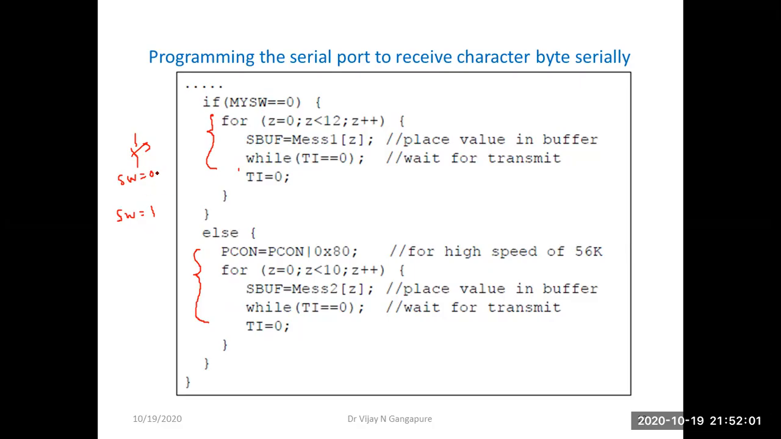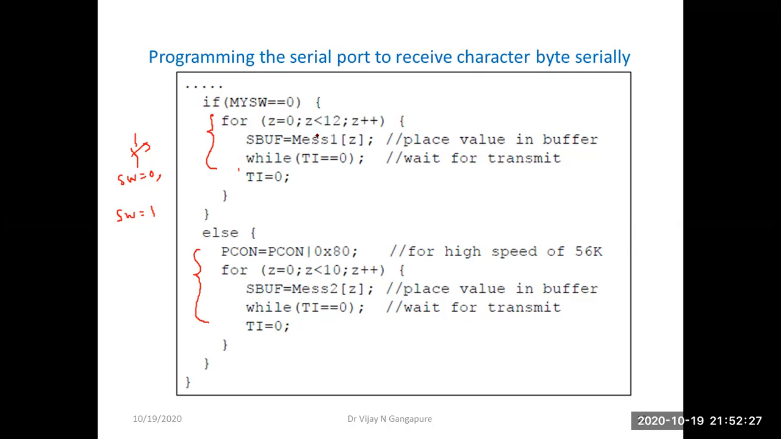Now suppose the switch position is 0. Okay, what will happen? This will be executed. So for z is equal to 0, z is less than 12, z plus plus. So this is a simple for loop. It will be repeated how many times? It will be repeated 12 times. And what is happening in this for loop? SBUF is equal to mess1 in square bracket z.